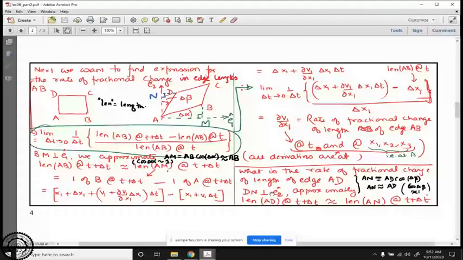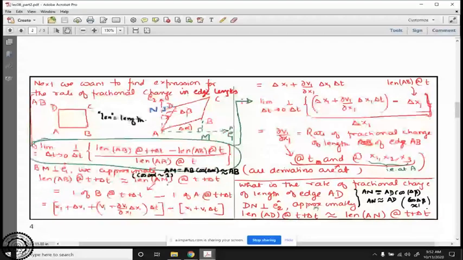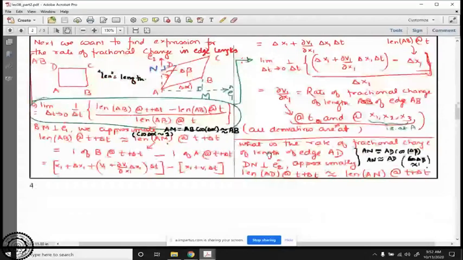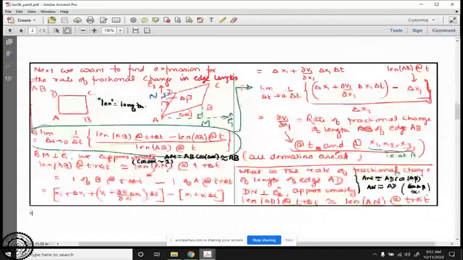Okay, let me just finish the next one also, then I'll stop. Rate of fractional change of edge length AD, if I inquire. Again, I will drop a perpendicular from D to the E2 axis, and let the point of intersection between these two be N. Then I can write AN is approximately equal to AD cosine delta beta. Again, in the limit of delta t being very small, it's a reasonable approximation to set cos delta beta to be 1. So AN can be a good measure of AD at time t plus delta t.